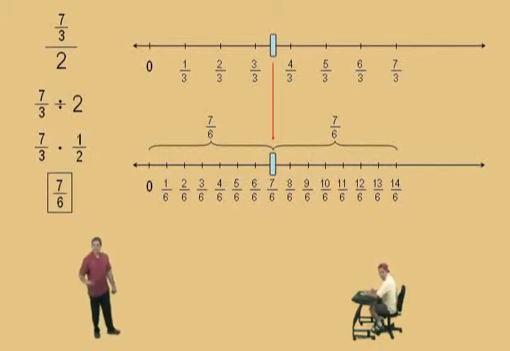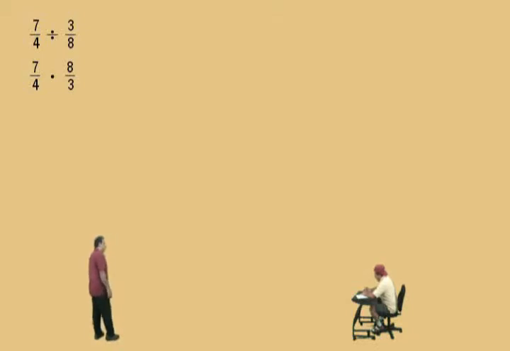Okay, so let's move on and just do some problems here now. All right, here we go, Charlie. We should be warmed up. 7/4 divided by 3/8. What do we do, Charlie? Change division to multiplication, take the reciprocal. 3/8. Okay, very nice.